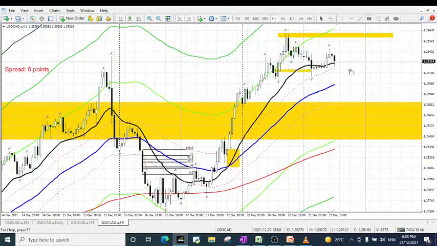Of course, we have a minor support zone somewhere here. Came up, pushed up today, came down, pulled back, pushed up, hit the minor support zone, and now we're going back up. Let's see what happens.